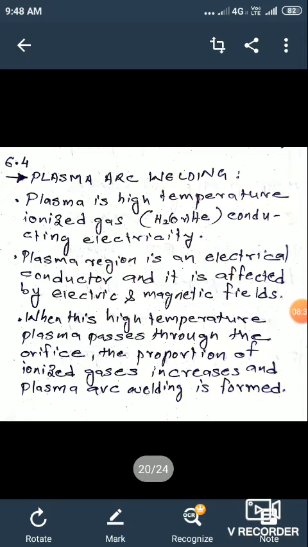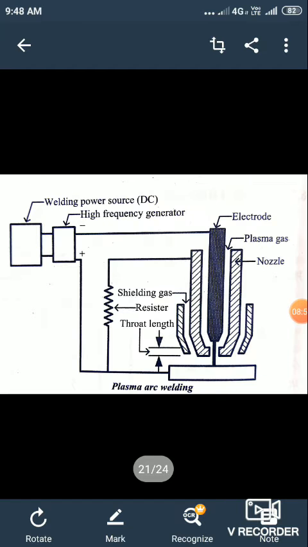It may be hydrogen or helium. Okay. So, plasma is a high temperature ionized gas conducting electricity. Plasma region is an electrical conductor and it is affected by electric and magnetic field. Okay, when this high temperature plasma passes through the orifice, the proportion of ionized gas increases and the plasma arc welding is formed.